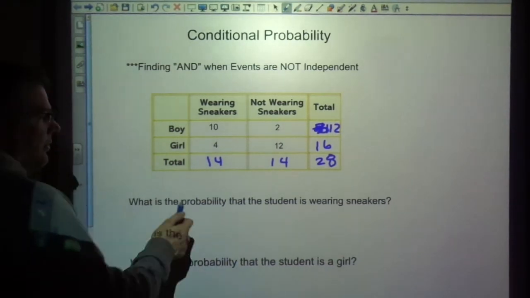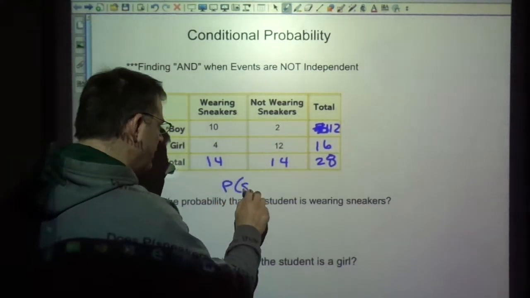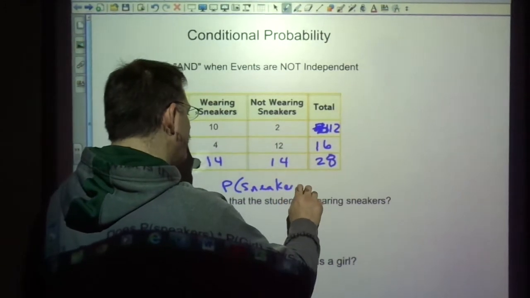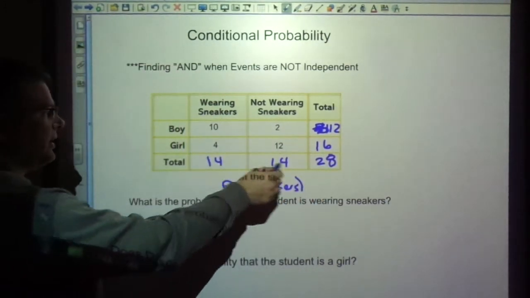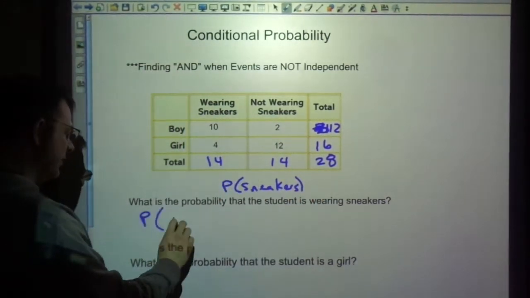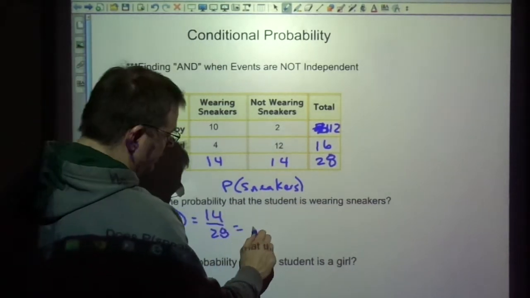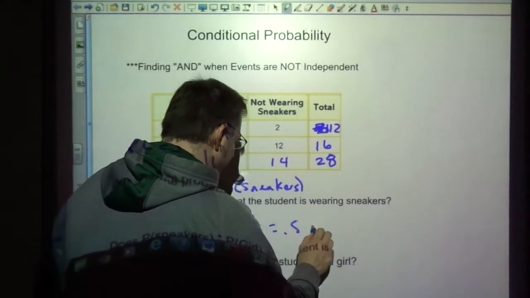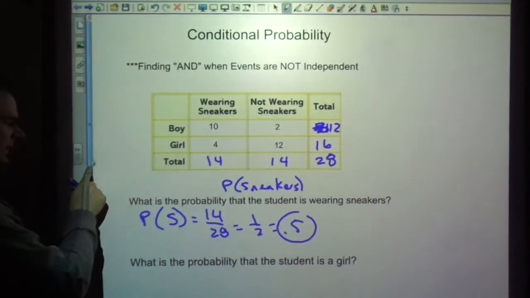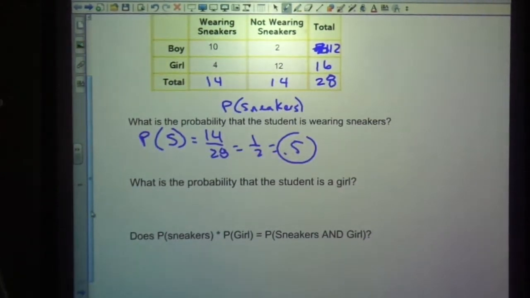So this is the probability of sneakers. I need to look at all the people wearing sneakers. There were 14 of them out of 28. So the probability of sneakers is 14 out of 28, which is 1/2, which is 0.5. We use decimals here. What's the probability the student is a girl?